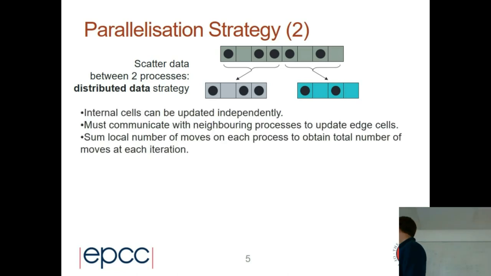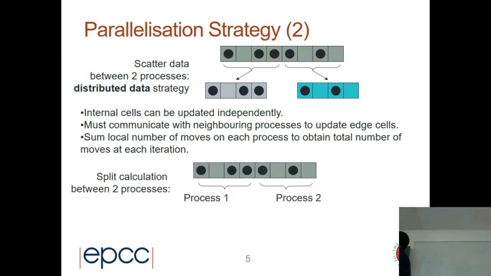And then the important point is that the internal cells can be updated independently. It doesn't look so obvious before, but if I had four cells here, I can update these cells independently. It's only these cells which depend on my neighbors. If my local road was length 100, 98 of the cells could be updated independently. I only need to communicate the boundary data. I need to compute the edge set and communicate the edge cells with my neighbors.